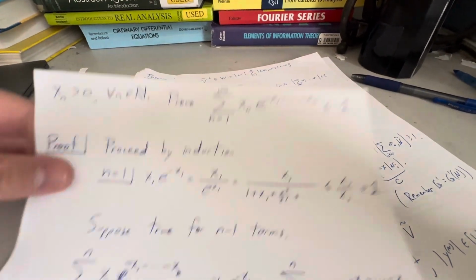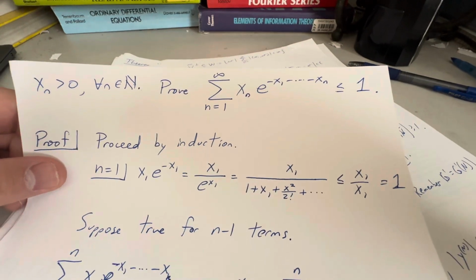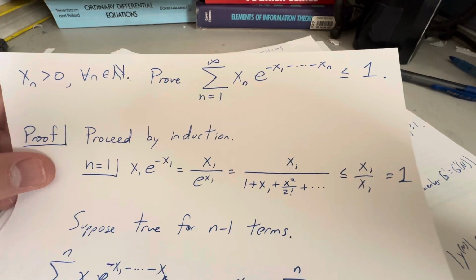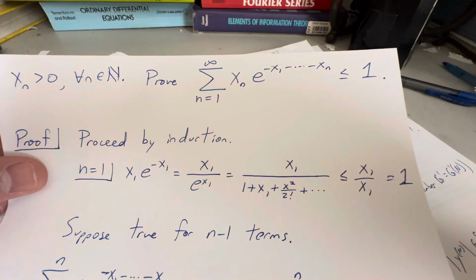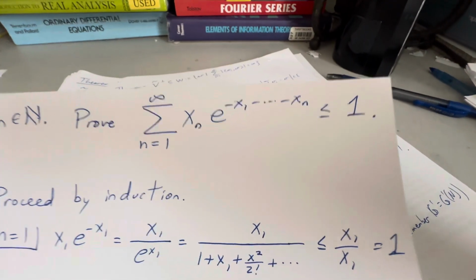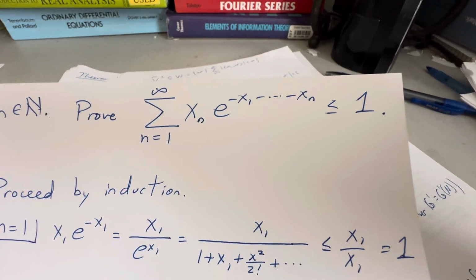Okay, so now we have the fifth problem. This problem is actually worth more points, but it's a shorter proof. We're going to assume that xn is a strictly positive sequence. xn is positive for every positive integer n. And we want to prove that the following sum is less than or equal to 1. So I'll let you read it there.